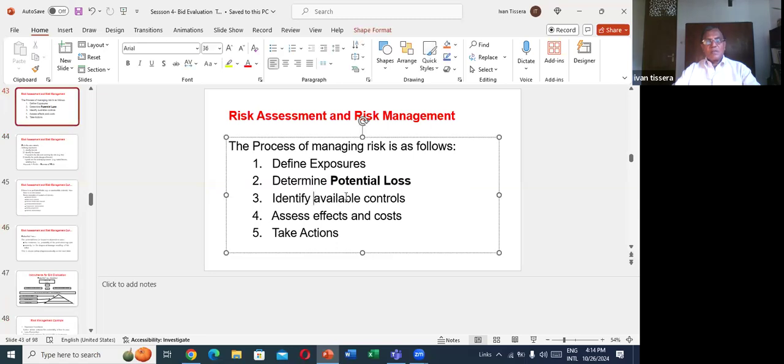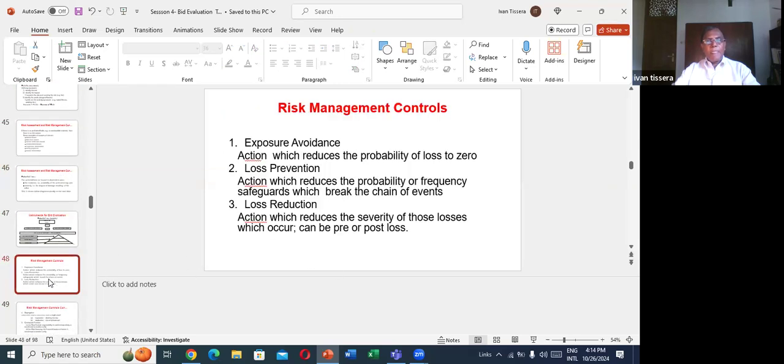All right, then available controls. How to avoid: action which reduces the probability of loss to zero. What action? How to prevent loss? Action which reduces the probability or frequency, safeguards which break the chain of events. Loss reduction: action which reduces the severity of those risks.